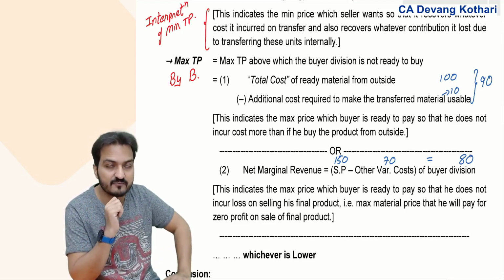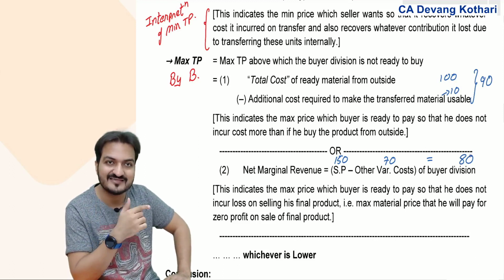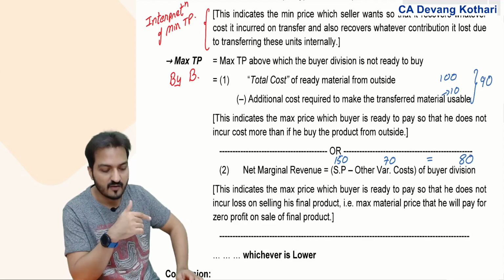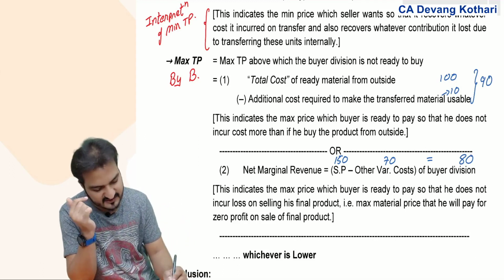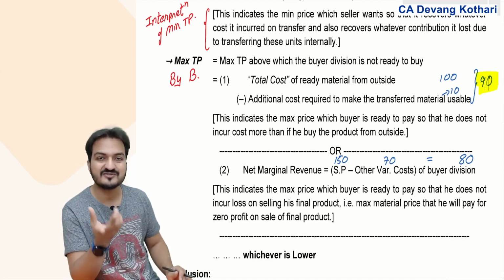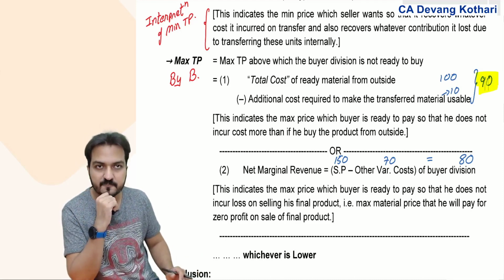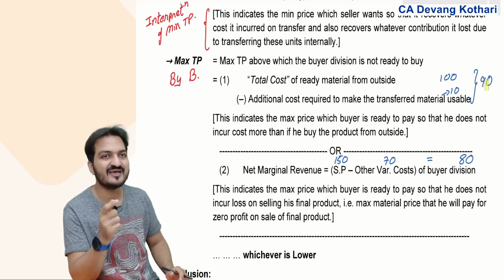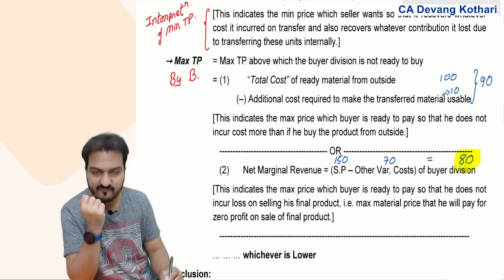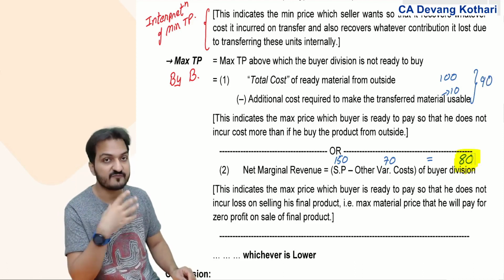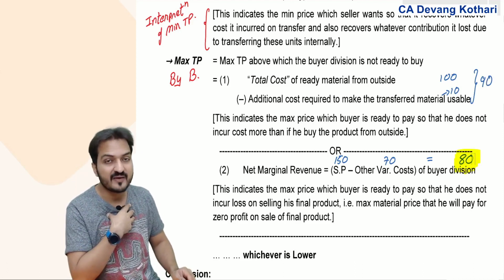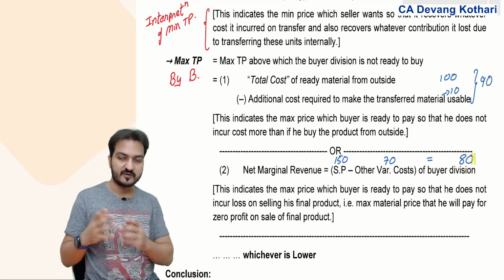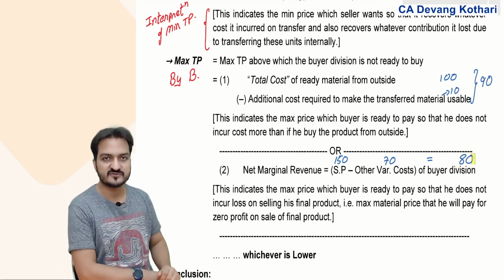Do you realize that? Yes. So if it pays more than 80, they will incur loss. If it pays more than 90, then the effective cost is more than the market price. Both of these are the maximum TP. Which of these will you use in your answer? Well, the final answer will be whichever is lower. Because if I pay 90, then my transfer cost is the same as the market cost.